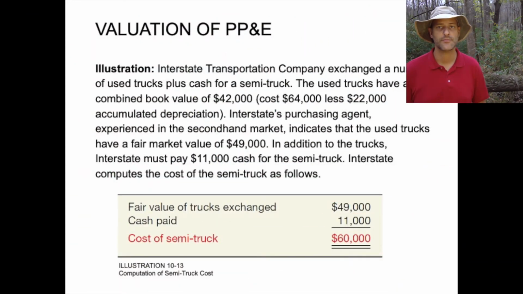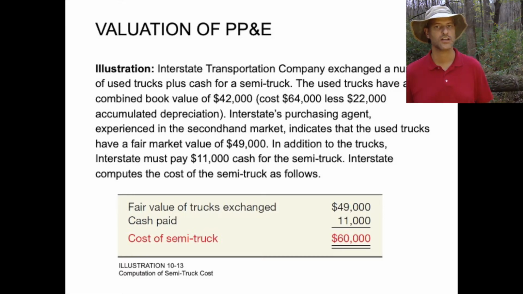So here's our example. Interstate Transportation Company exchanged a number of used trucks plus cash for a semi-truck. The used trucks have a combined book value of $42,000. Interstate's purchasing agent, who knows this, indicates that the used trucks have a fair market value of $49,000. Now, book value of 42, fair value of 49. So there's a $7,000 gain there just between the fair value and the book value.